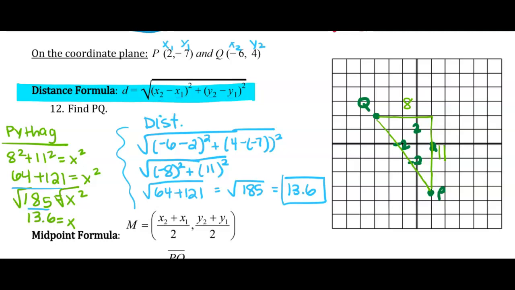You can choose to use whichever method you prefer. However, I recommend the Pythagorean theorem because it's less to remember. The distance formula is only helpful if you know the formula.